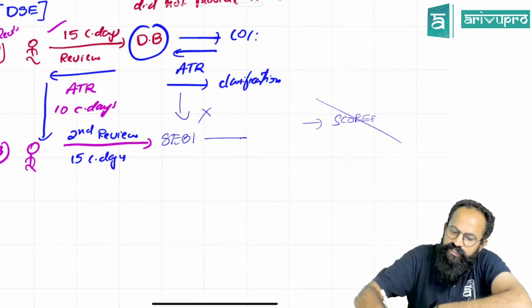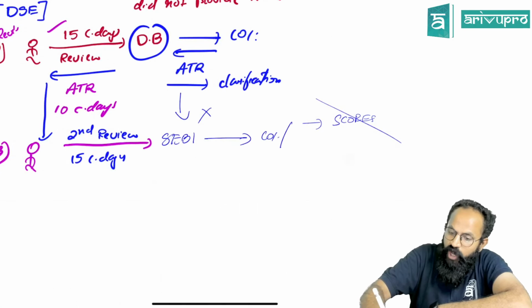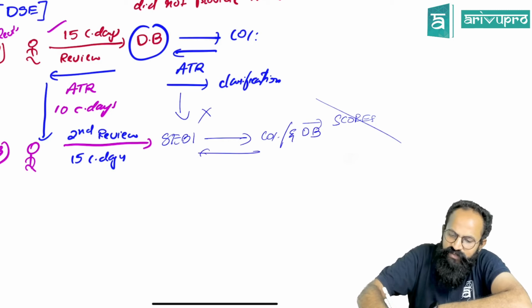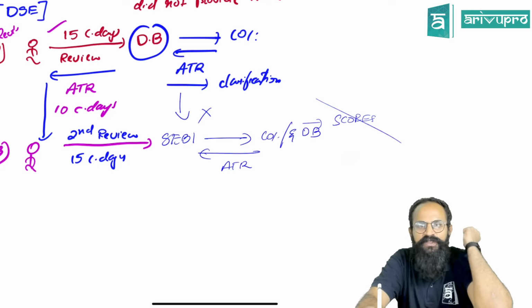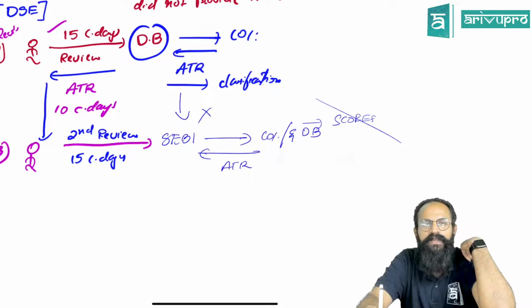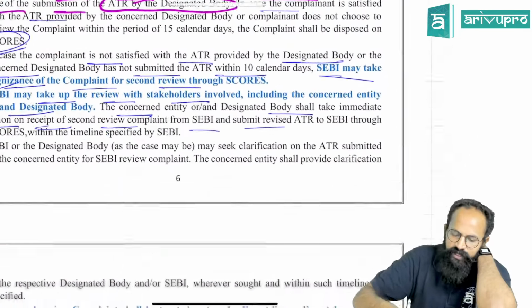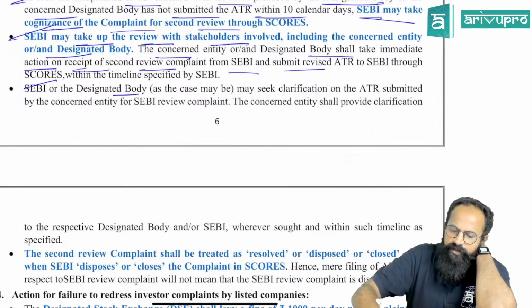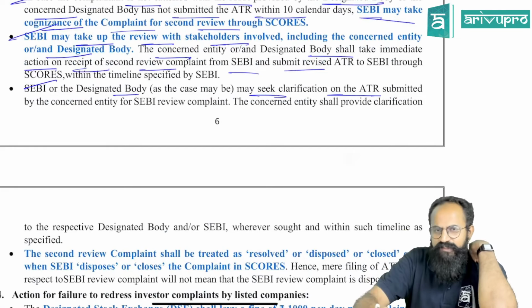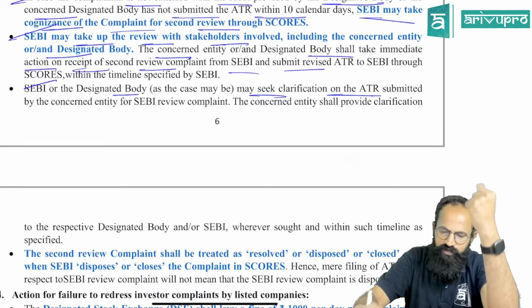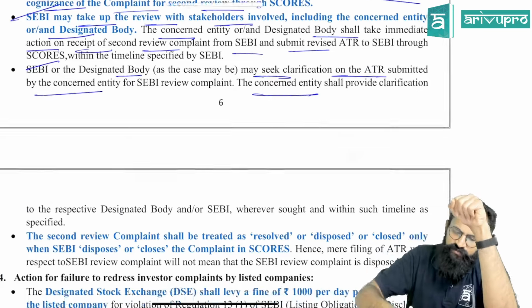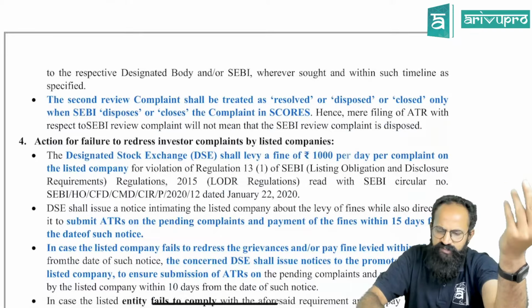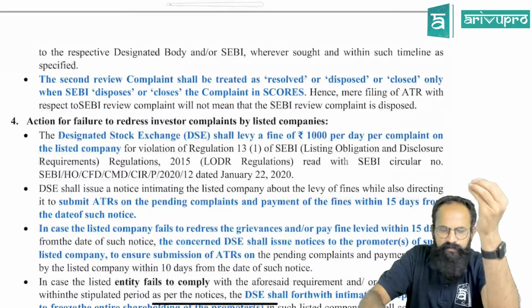Now what will SEBI do? SEBI will send it to the company and to the designated body as well. Now they will have to reply with the action taken report within the timelines specified by SEBI. I will tell you within 3 days, within 2 days, you have to reply to me. Next, sir. SEBI or the designated body may seek clarification on the ATR. If I'm not happy with the ATR you have given, I'll also ask for clarification. The concerned entity shall provide clarification to the respective designated body or SEBI wherever sought, within such timeline as specified.